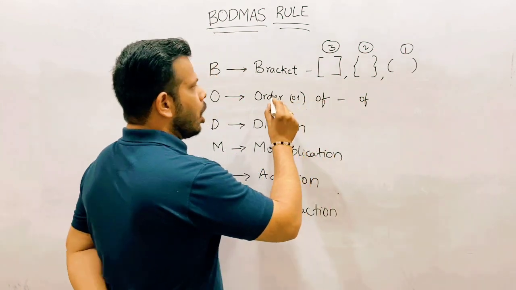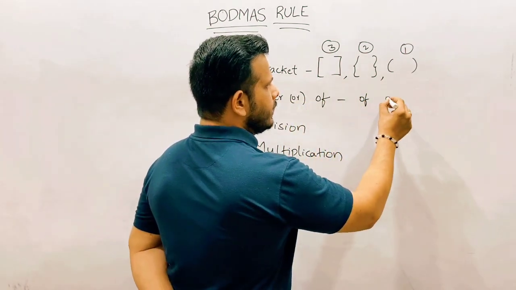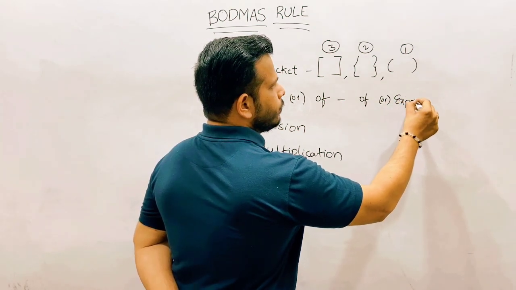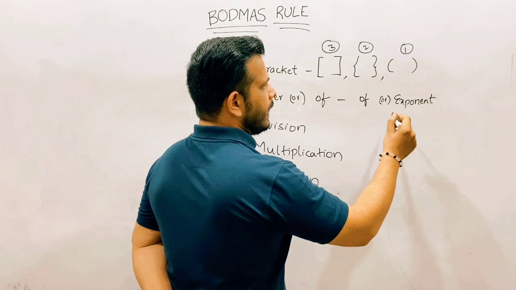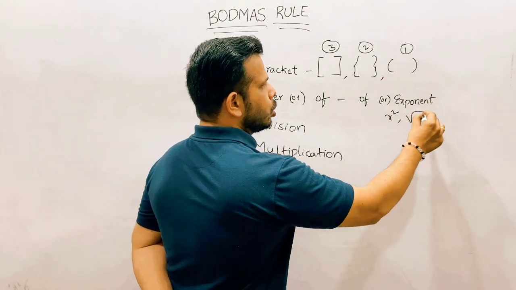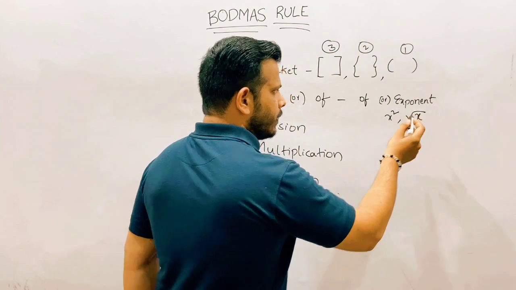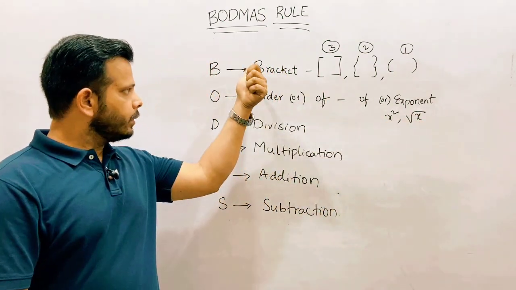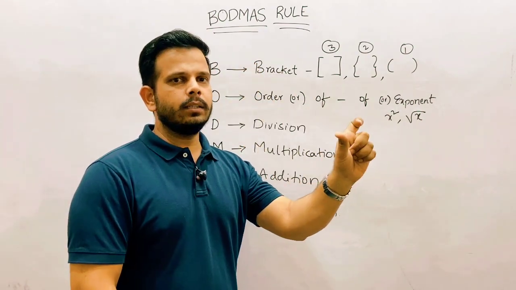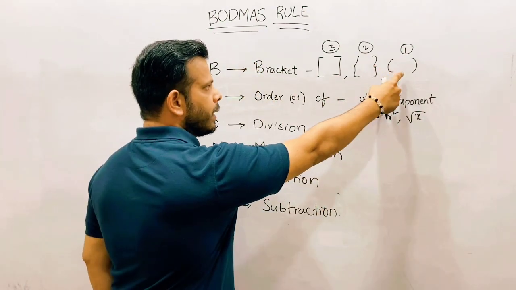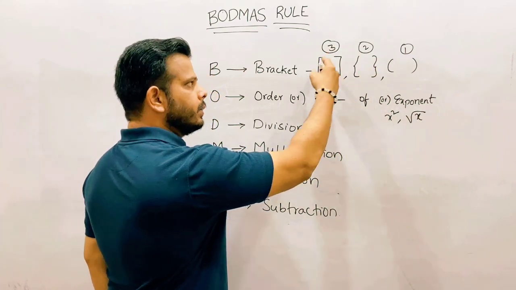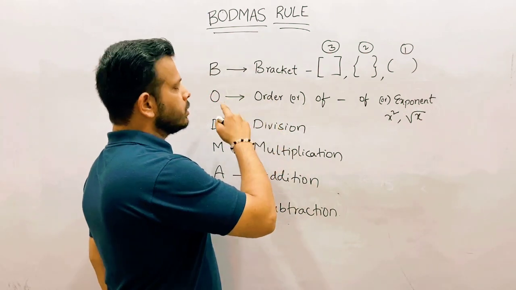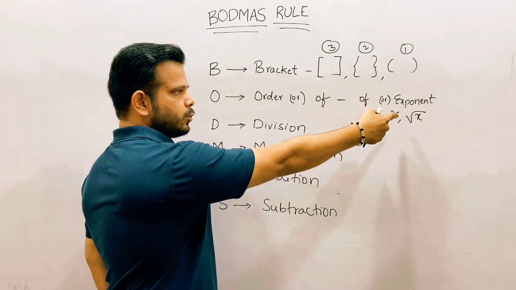Of or order. Order means exponent. What do you mean by exponent? Any power, x square or root x. Any exponent terms are there, first you have to solve them. First you have to consider solving the bracket things. In the brackets also you have to look for the small bracket, next the flower bracket, the third is the square bracket, and then you go for of or exponent terms.